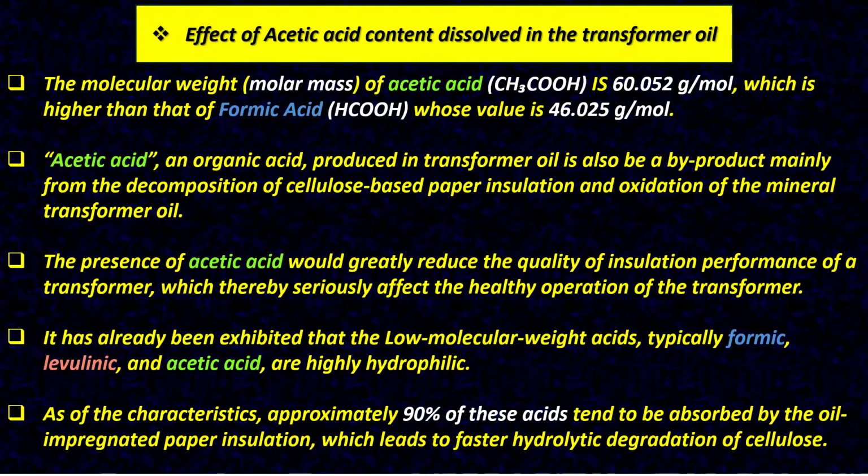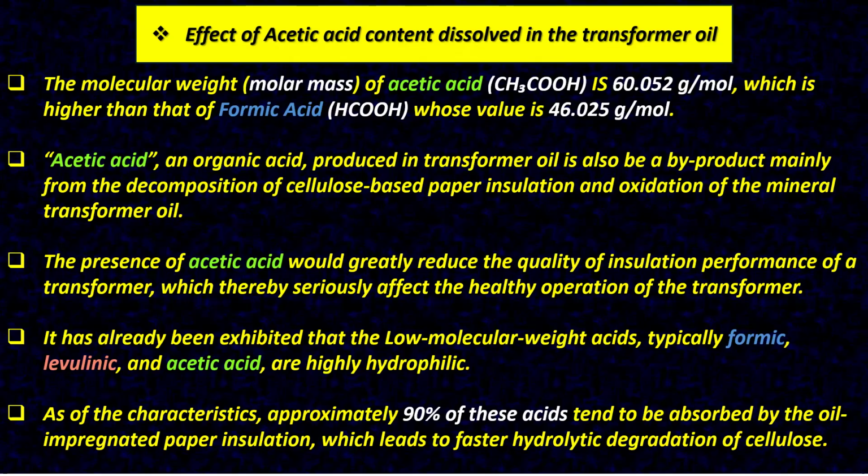Effect of acetic acid content dissolved in the transformer oil. The molecular weight, or molar mass, of acetic acid is 60.052 gram per mole, which is higher than that of formic acid, whose value is 46.025 gram per mole.